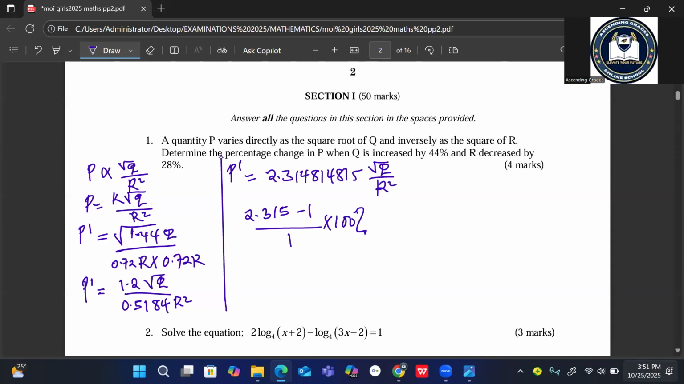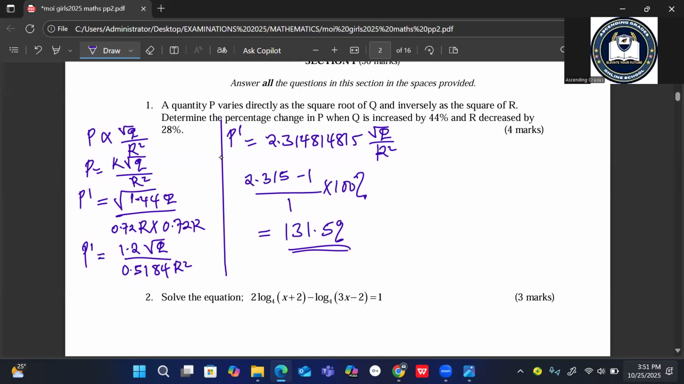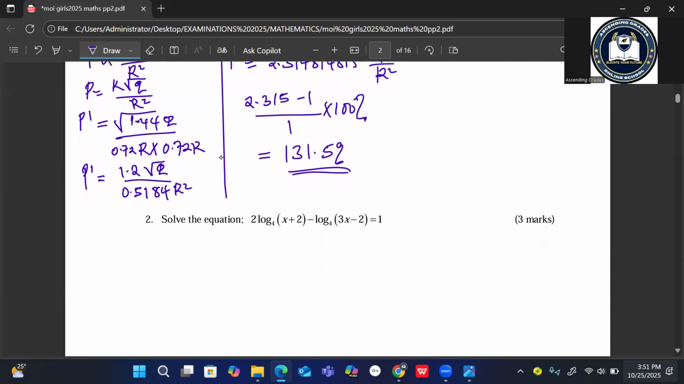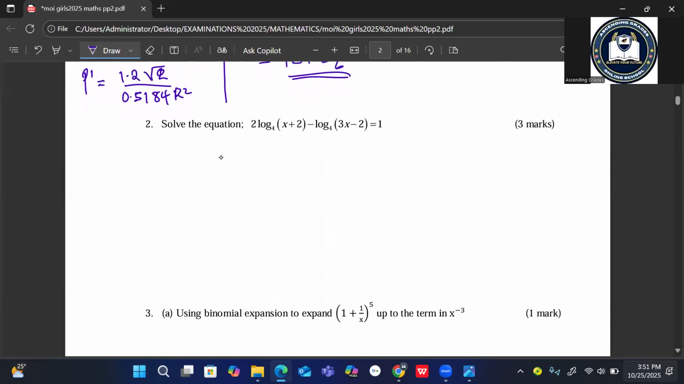So when you subtract, we are going to find that the percentage change is 131.5%. So that one becomes the percentage change in P when Q is increased by 44% and R reduced by 28%. That is how you get your 4 marks. Then we move to the next question.